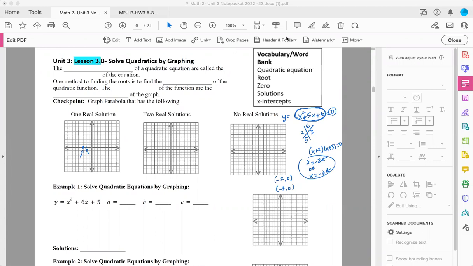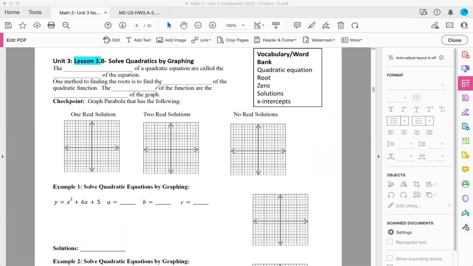Now we're going to take the same concept of solving, but instead of doing it algebraically, like factoring here, for instance, we're going to do it by graphing. So we're going to graph and see where the graph cuts the x-axis. That's the intention and the purpose of this lesson.